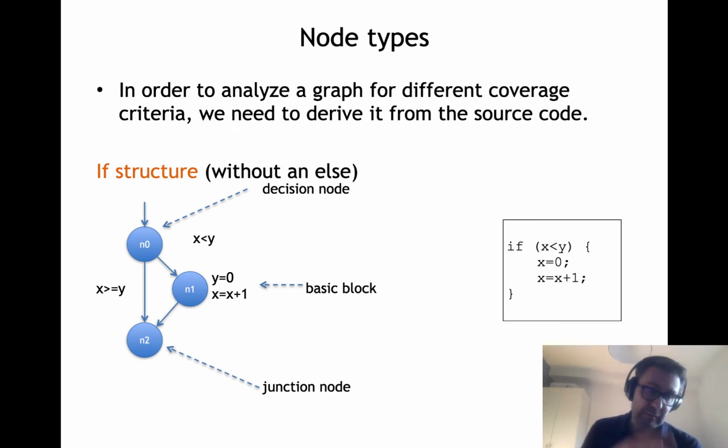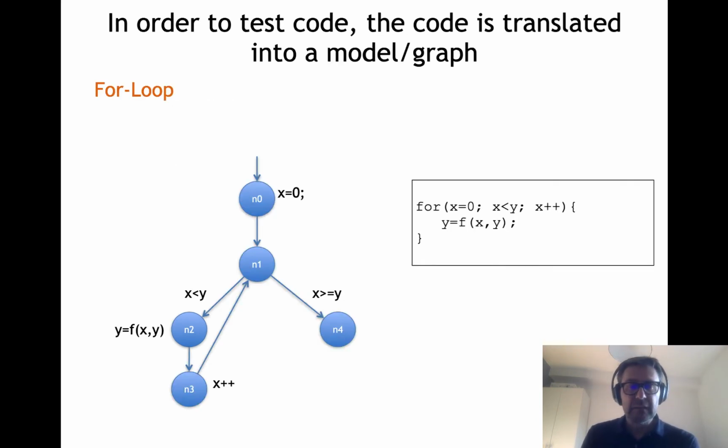On the other hand, if we come in to N0 and x is actually larger than or equal to y, then we will go to N2, which is called the junction node after the if statement, which is then merging the flows, the two different paths that we can take there. And then, of course, for loops and other constructs might be more complex, but you can see that it's quite easy in principle.